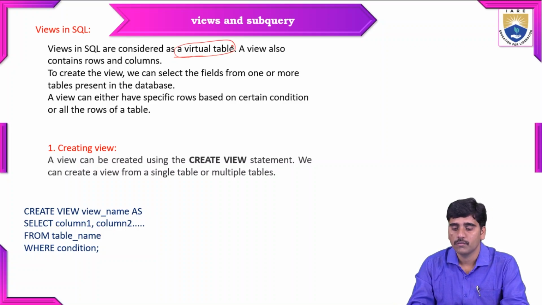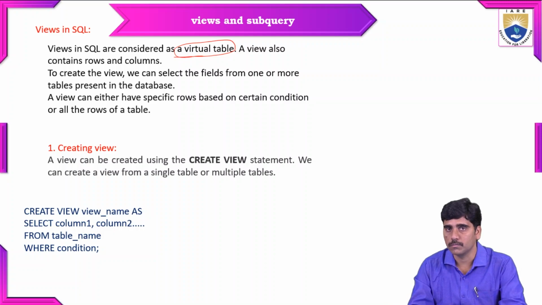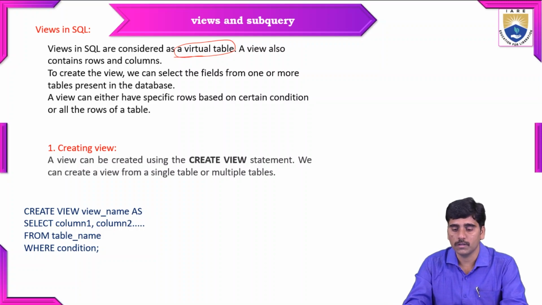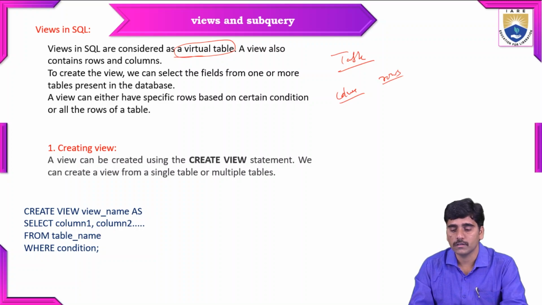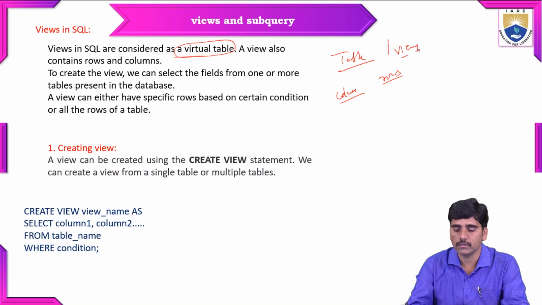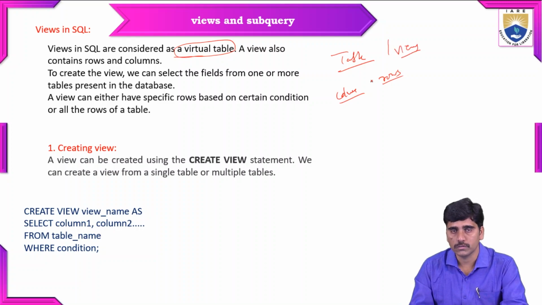So in general, we can write the queries on tables. Views are nothing but virtual tables. A view also contains rows and columns, just as a table contains columns and rows. In the same way, the virtual table, which is nothing but a view, also has columns and rows.